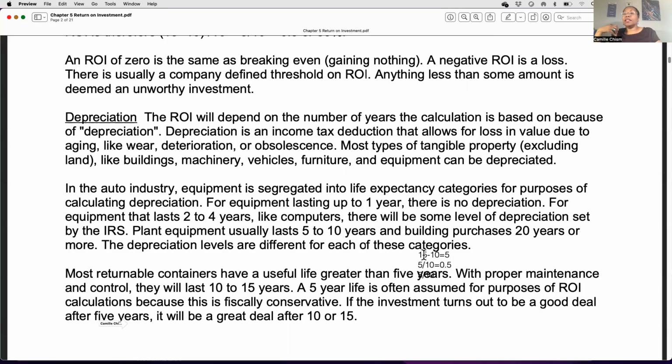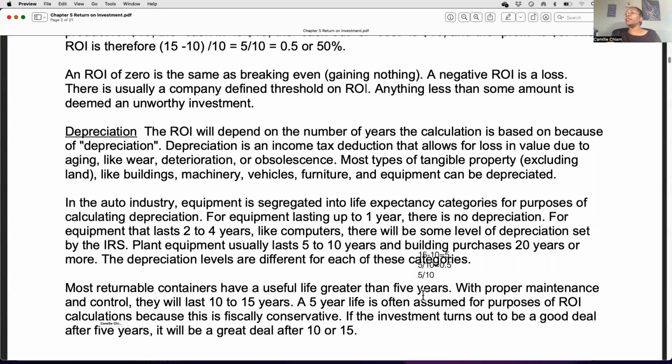So it's really an accounting issue. Keep that in mind if you've taken your accounting class already, or when you get ready to take your accounting class, if you haven't. So this here says that most returnable containers have a useful life of greater than 5 years. Okay, so they can last 10 to 15 years.